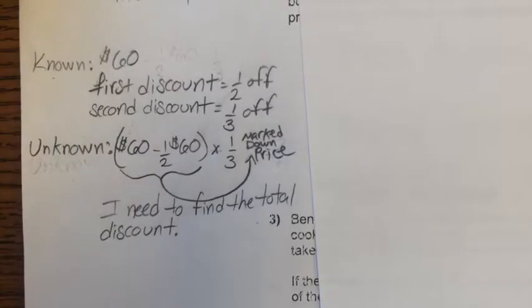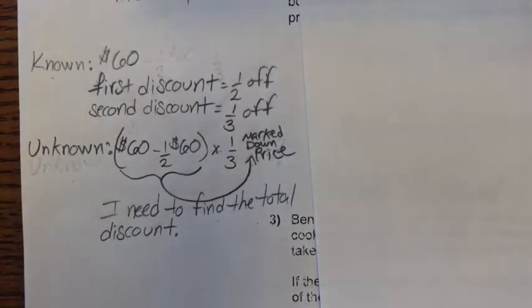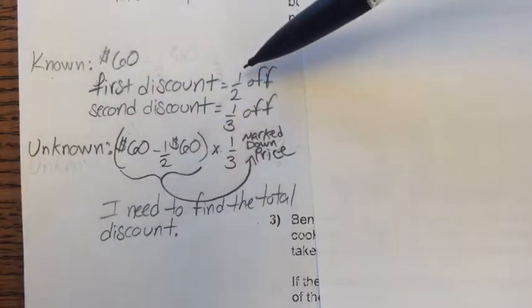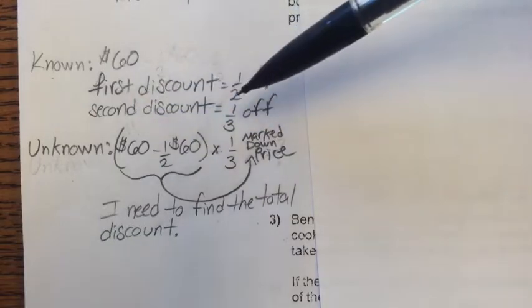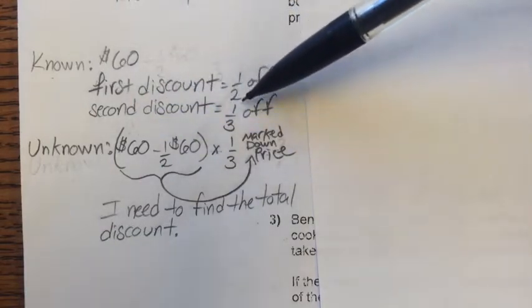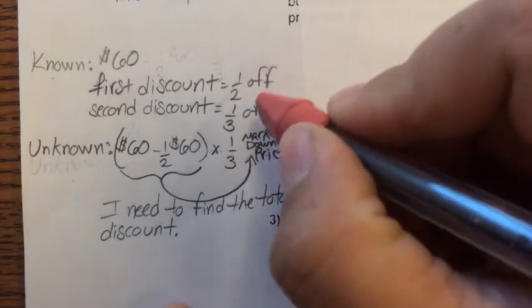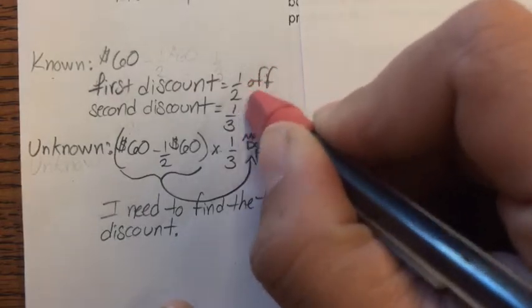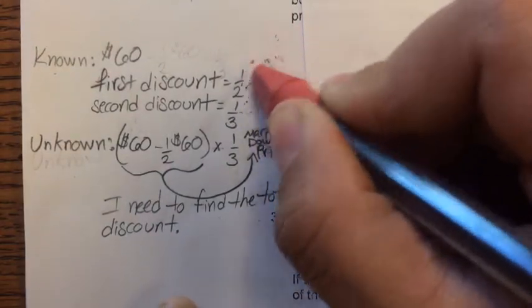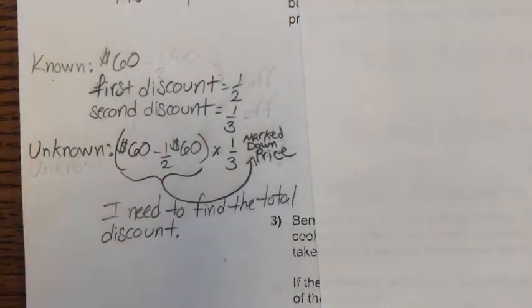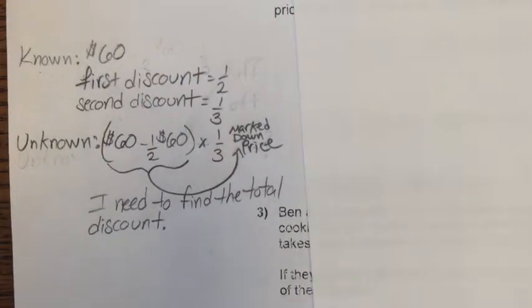What do we know about this problem? We know that the original boombox price was $60. Then his first discount was half off. His second discount was 1/3 off. But I noticed that in the question, it actually doesn't say the word off. I put that there because this was another common mistake. You were thinking half off because usually when you see discounts in a store, you see 50% off, 30% off, something like that. It usually doesn't tell you a discount in terms of a fraction.